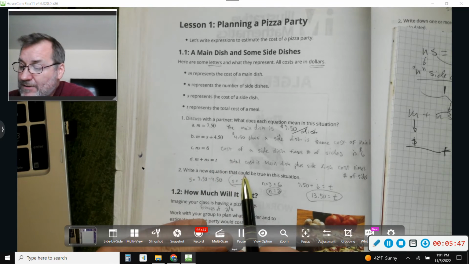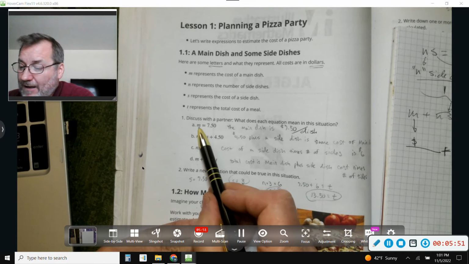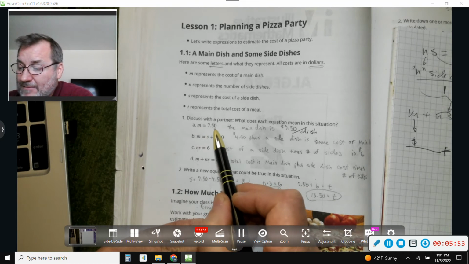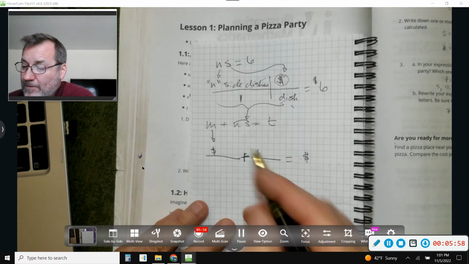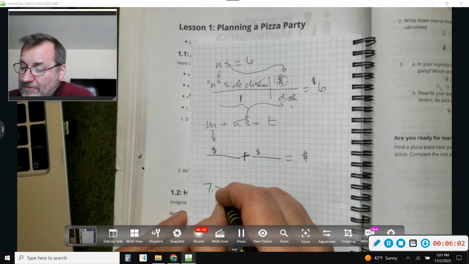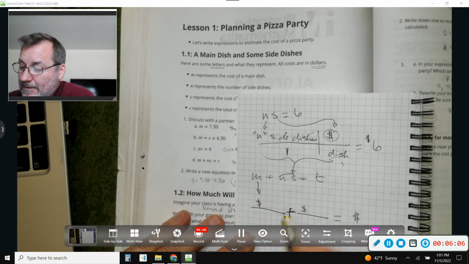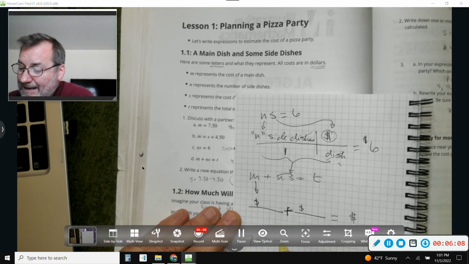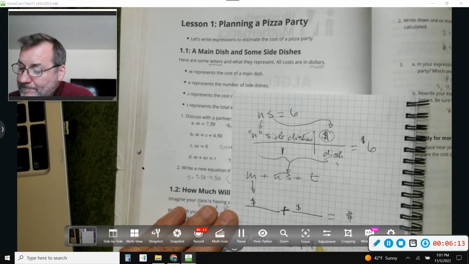Write a new equation that could be true in this situation. All right? Well, if M is going to be stated as 750, all right, so what do we have here? Well, I know that this is up here, this $7.50, right? That's the M right here. So $7.50 has to equal the cost of the side dish plus $4.50.